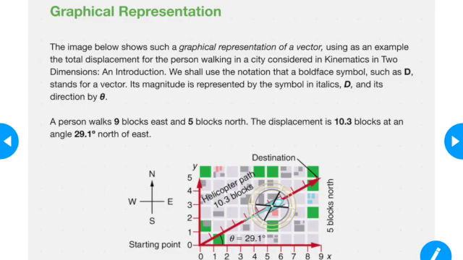So, for example, here they have this person that walked, or now the helicopter, sorry. The helicopter is flying with a magnitude of 10.3 blocks and at an angle of 29.1 degrees north of east. The way I like to think of the north of east is that to get from that bottom x vector to my resultant vector, to my actual displacement, I would go north of east to get to it. And that's where that angle is.